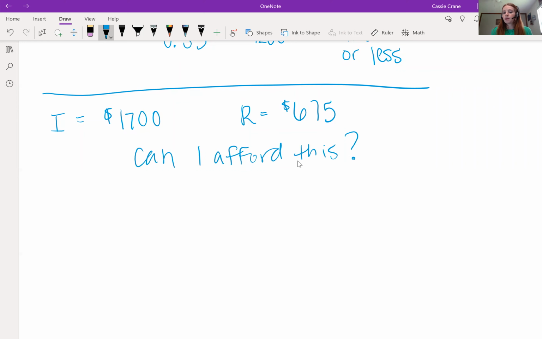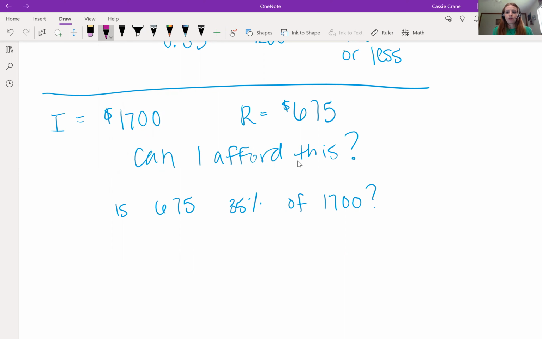So we're using the same guideline of the 35%. So basically we're asking, is 675 equal to or less than 35% of 1700? If it ends up being more than 35%, we know we can't afford it. If it's less than, or if it's equal to exactly, then we would say, okay, cool, we can afford it. So we're going to solve this one.